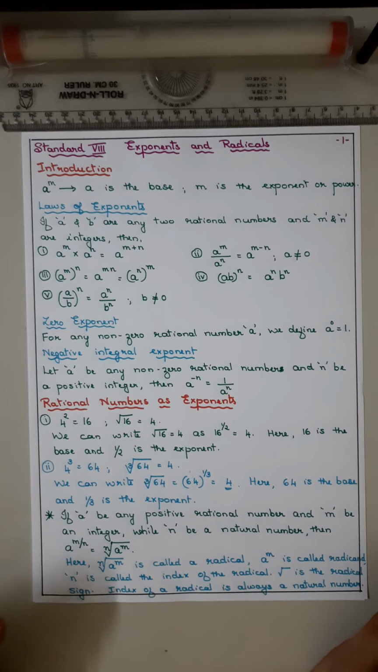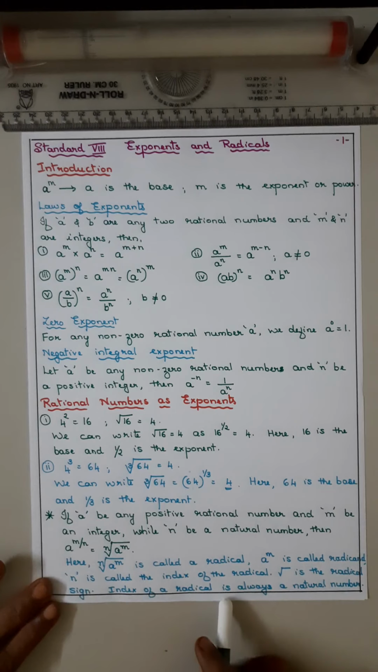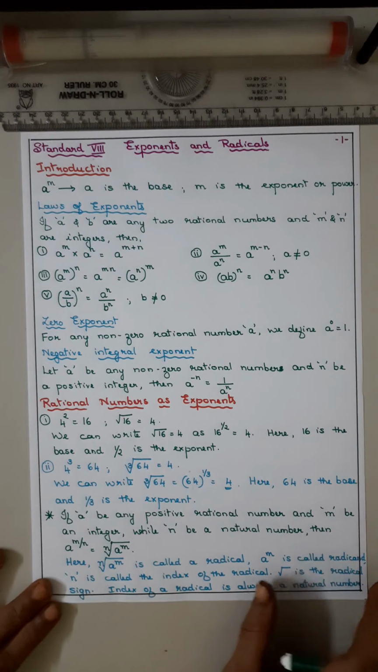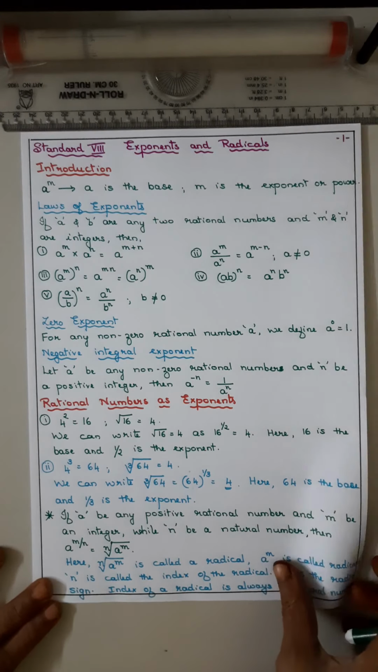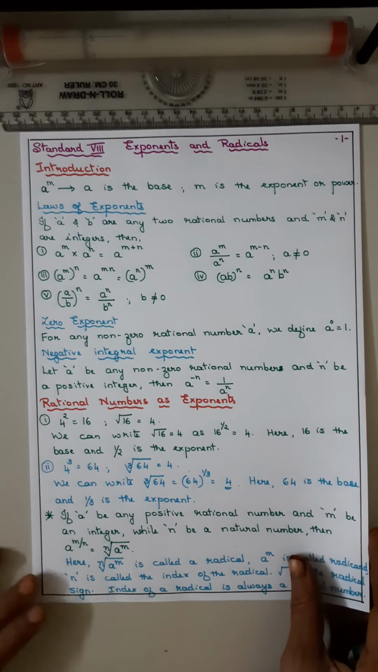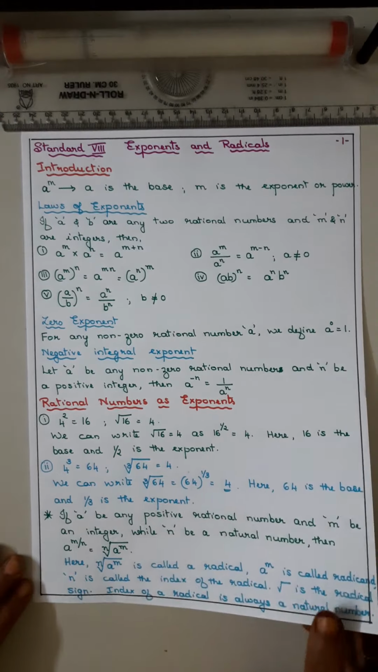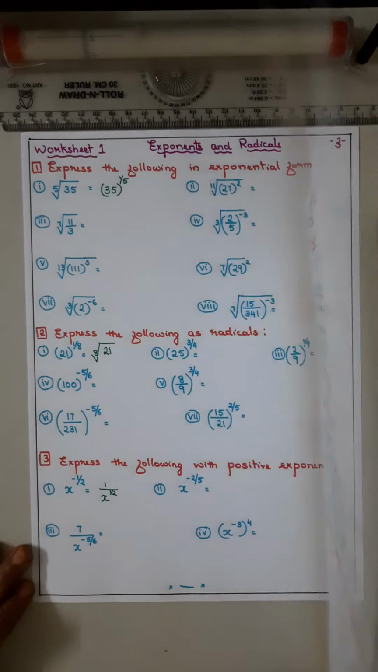Hope everyone understood. Now the index of the radical is always a natural number. Natural means 1, 2, 3, 4 and so on, not 0 or any integer. Always it will be a natural number. Is it clear? So hope everyone understood this introduction, the explanation about the exponents and the radicals.